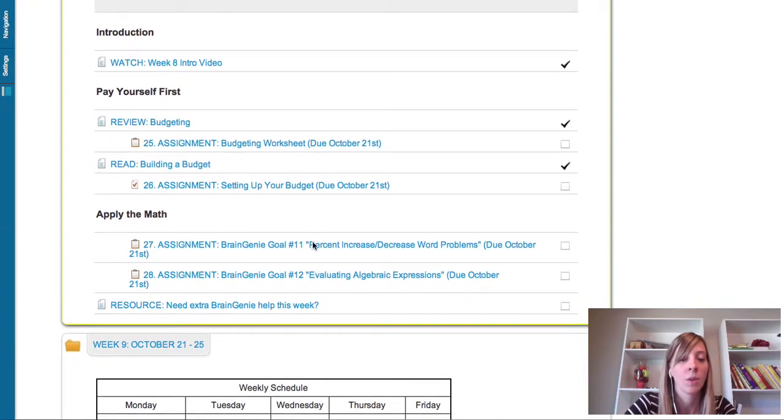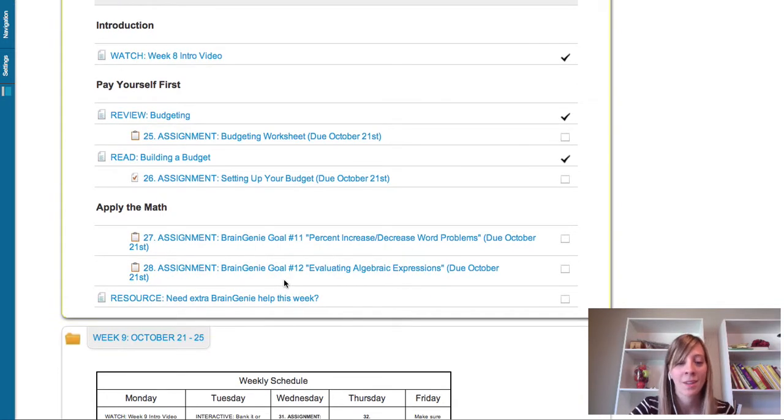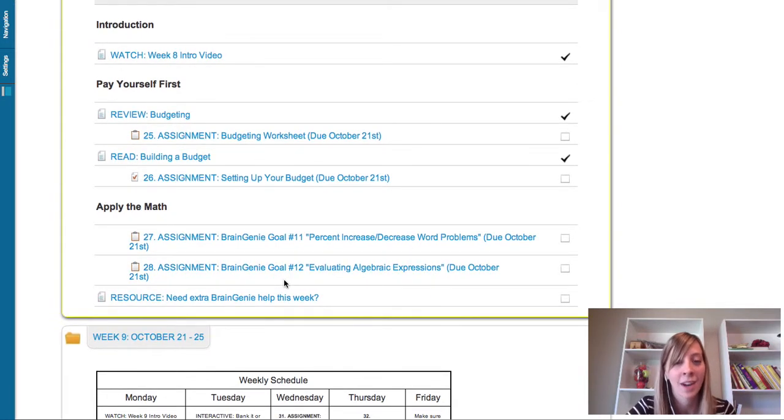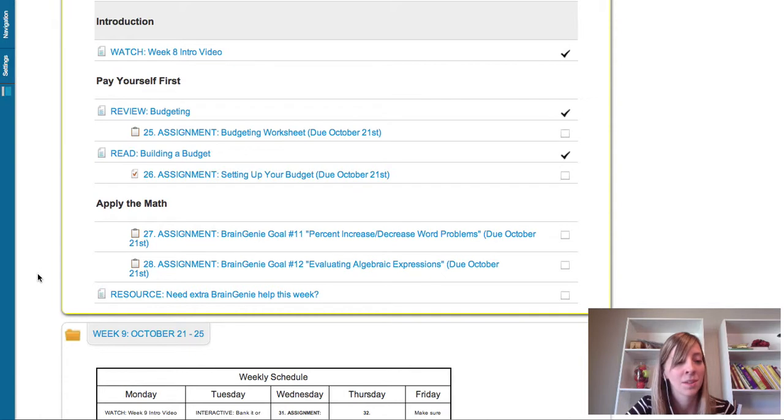Okay, you had one last assignment in Brain Genie on percents with percent increase and decrease, and then we started algebra reviews last week as well with evaluating algebraic expressions. I think a lot of you are going to be happy that we're moving away from percents and decimals and fractions and moving on towards our algebra review.